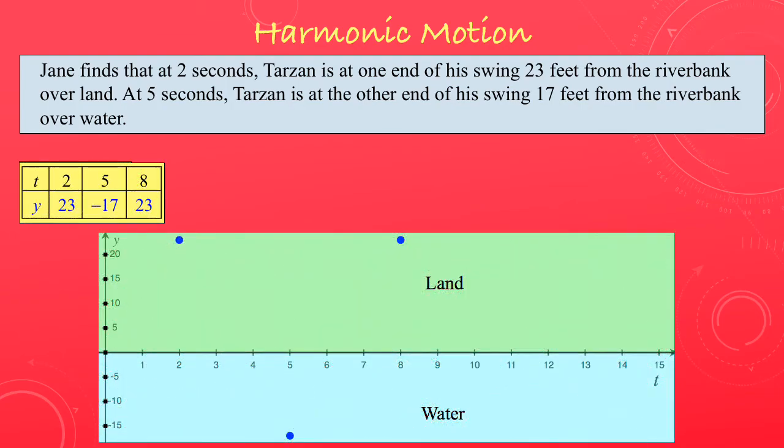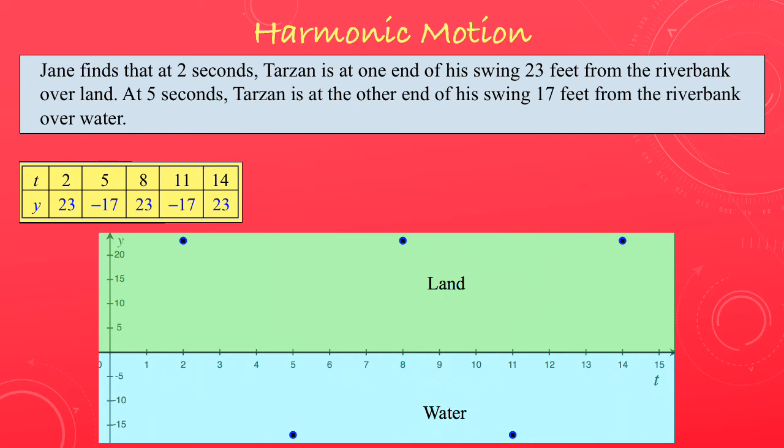Since this is a harmonic motion problem, we see that it takes 3 seconds for him to go from his furthest position over land to his furthest position over water. So therefore, it must take another 3 seconds to get back to his furthest position over land. So we have a new point, (8, 23). We show the 3 points on the accompanying graph.